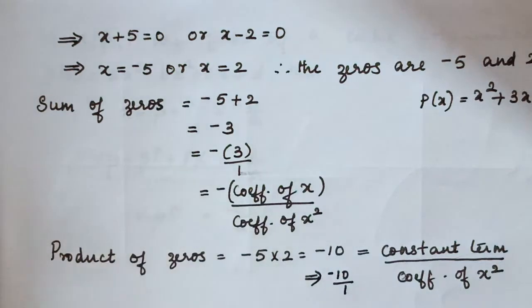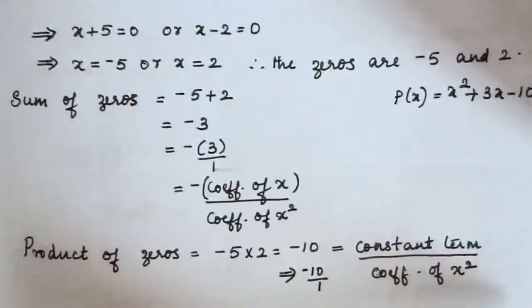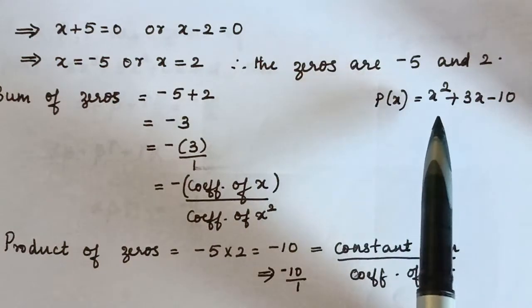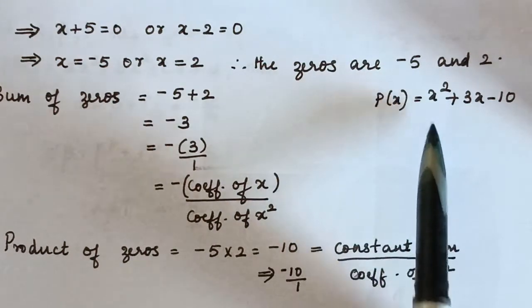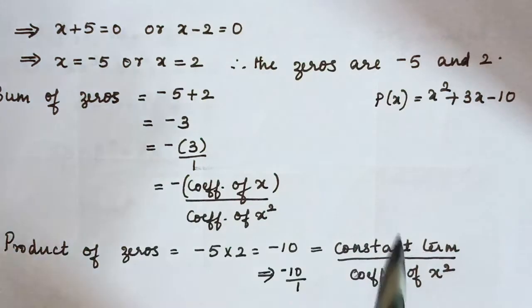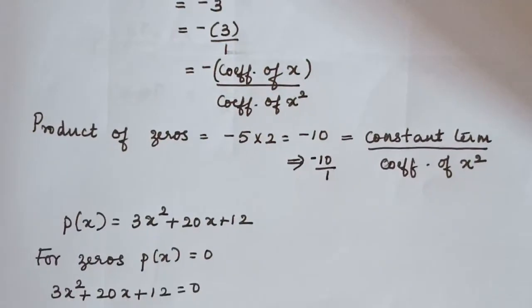Now see the relation. Minus 10 means the constant term. So instead of minus 10 we can write the constant term, divided by, instead of 1 we can write the coefficient of x squared. That is, product of zeros means constant term by coefficient of x squared. So we got some relation between zeros and coefficients of the polynomial p of x. Now let us consider another example.